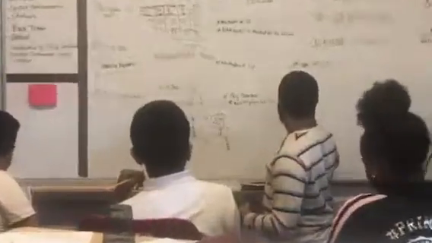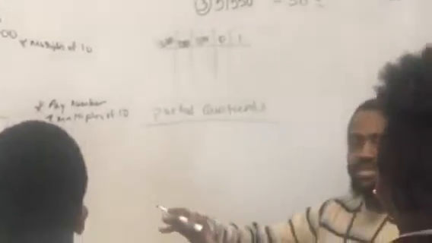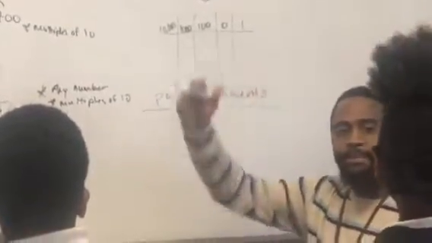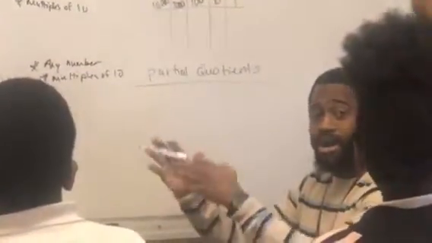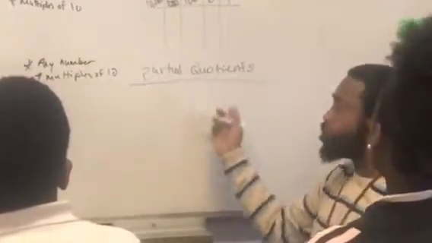Please write this down on the paper. Partial quotients. You guys know about partial products, right? Yeah. Partial quotients is what? If partial products is, once we're multiplying place by place and we receive a partial product for that place, or a product for that specific place, what is a partial quotient?